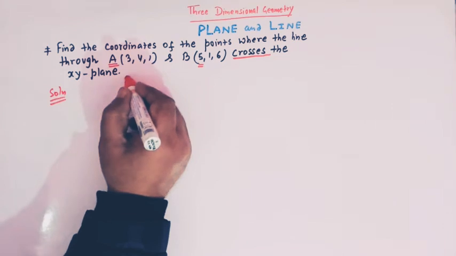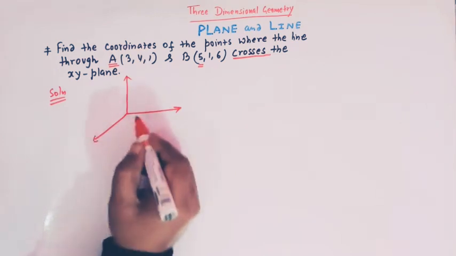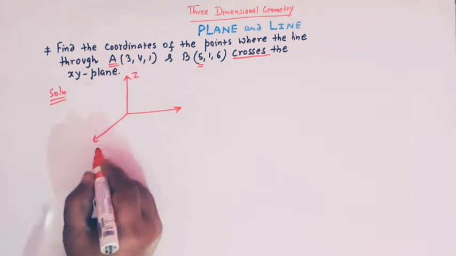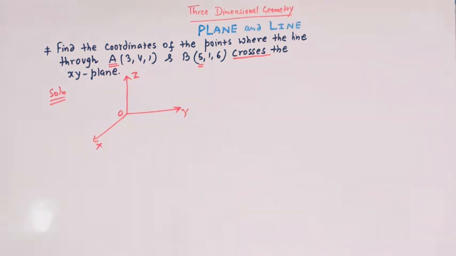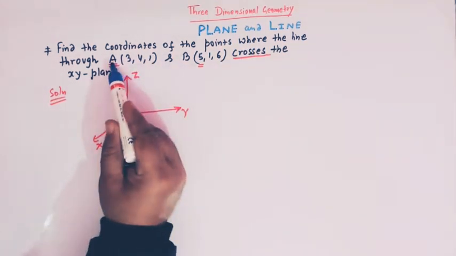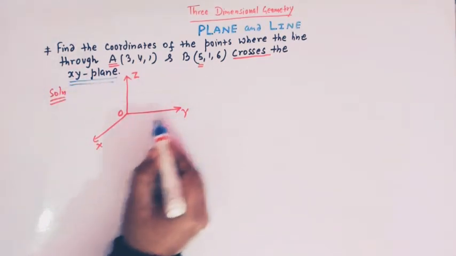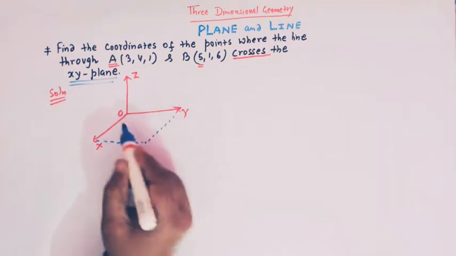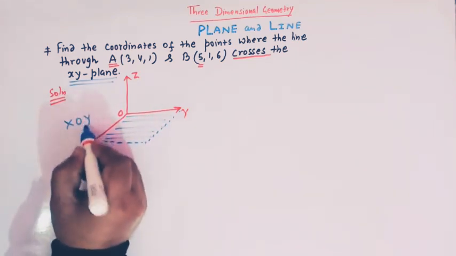So let us take the axes here. We have the three mutually perpendicular axes. This is the z-axis, this is the x-axis, and this is the y-axis, and this is the origin. Now the line is passing through A and B and it is crossing the xy plane. So we see that the xy plane is given by this plane. This is the xy plane, or we can say the XOY plane.